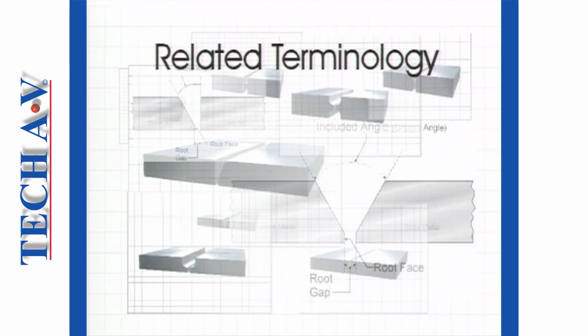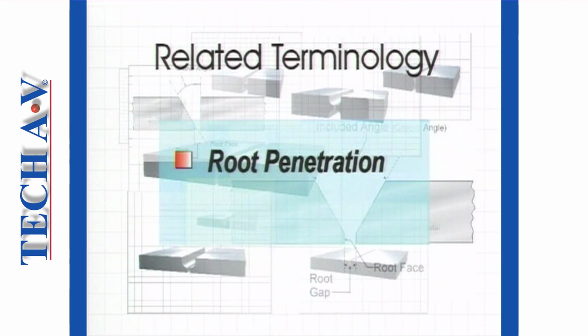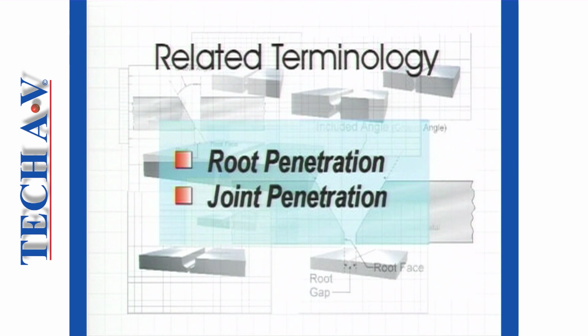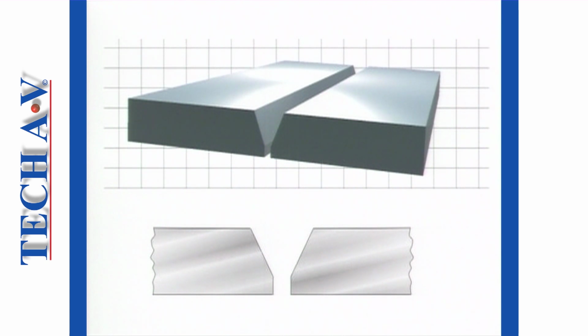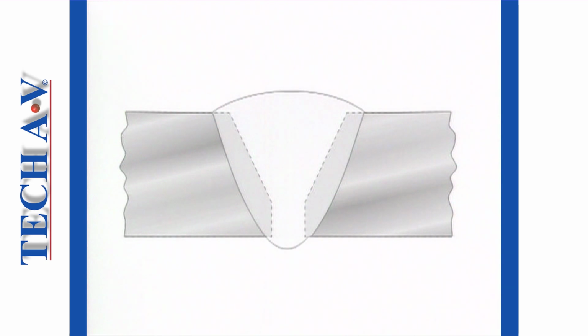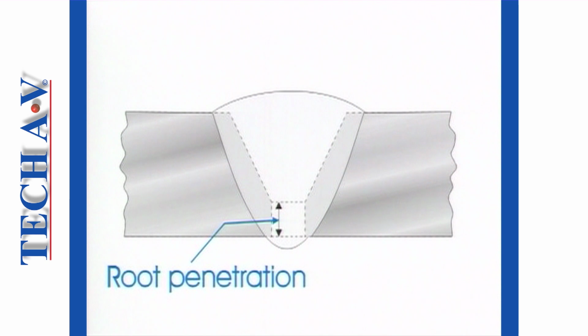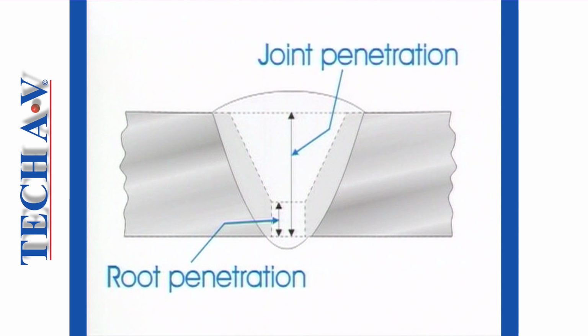Other terminology that we need to discuss before concluding this section is root penetration and joint penetration. To explain these terms, we will use a single V-groove preparation. Once welding has been done, root penetration is given as the depth to which the weld has penetrated the joint root. Joint penetration is given as the full depth that a weld extends from its face into a joint, excluding the reinforcement.